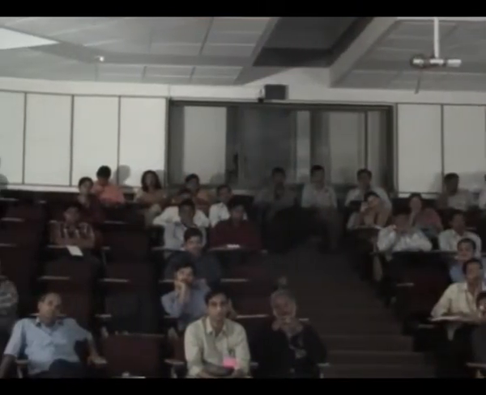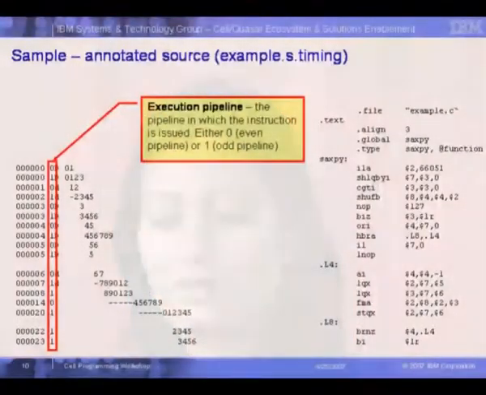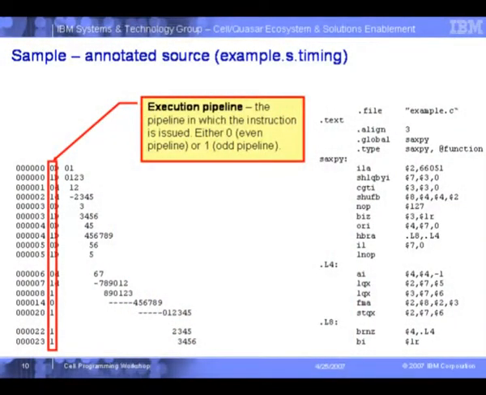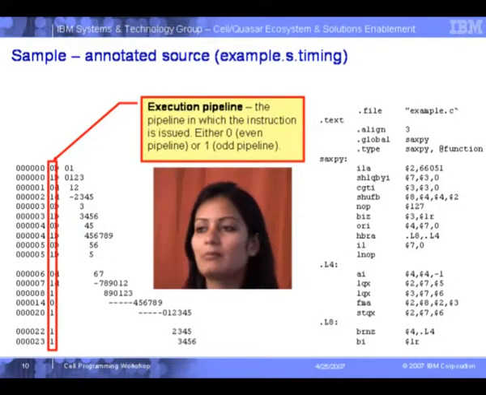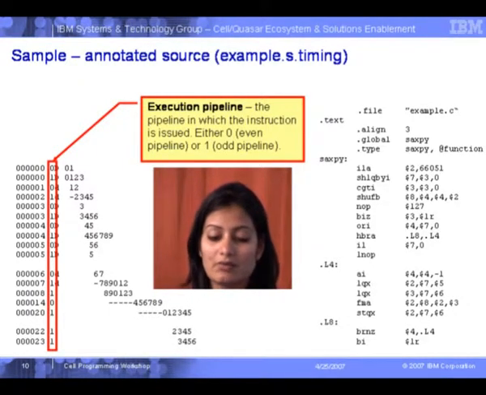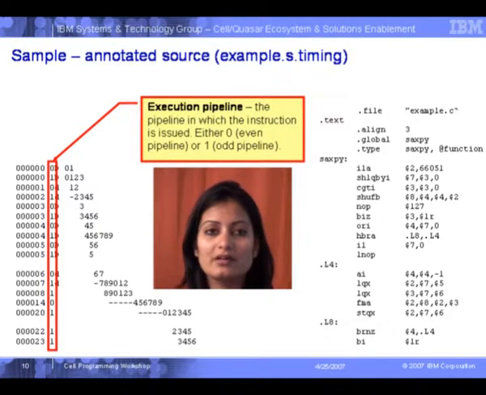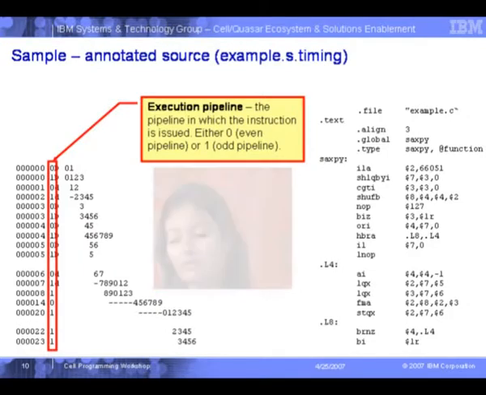This is the execution pipeline. We always keep talking about dual issue. How do we make sure that dual issue is actually happening? In this one, the first sub column in the second column always tells you which pipeline the instruction is going into. If it's a 0, it's the even pipeline. If it's a 1, it's the odd pipeline that this particular instruction is using.